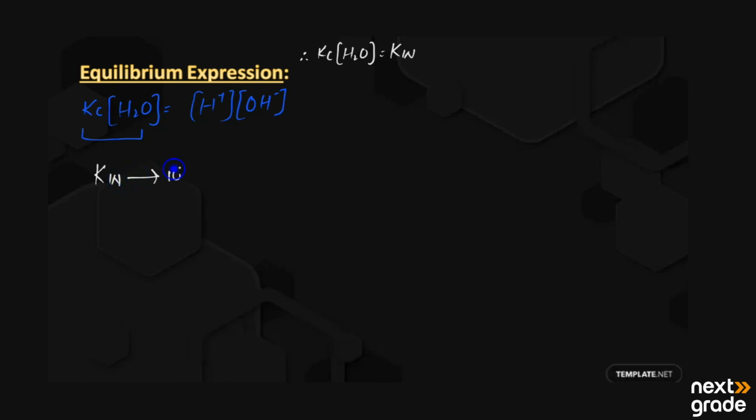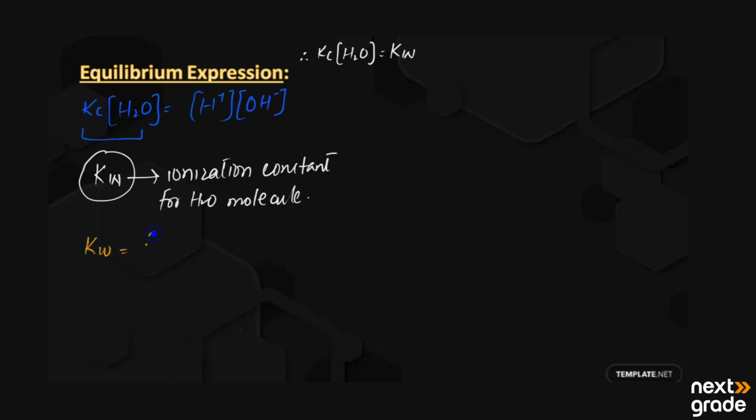It is known as the ionization constant, and this constant is for the water molecule, so we call it Kw. So by putting in Kw, we get Kw is equal to the concentration of the H+ ions times the concentration of the hydroxide ions. So the mathematical product of H+ and OH- ions remains constant in water, or we can say in dilute solution.